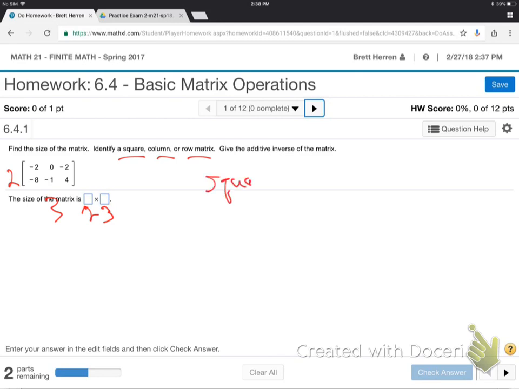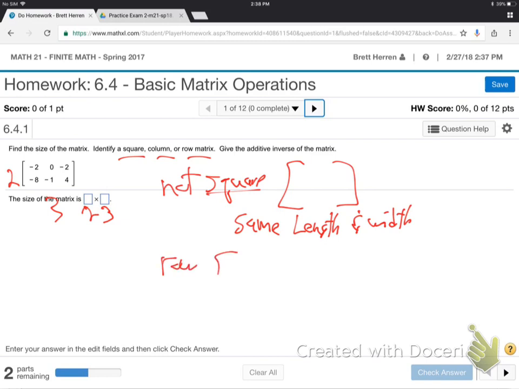Square would be the same length and width, the same number of rows and columns. It's not square. A row matrix would be if it's just all one big row. A column matrix would be if it's just one big column. This one is not just one row, not just one column, and not square either. It's just something else.